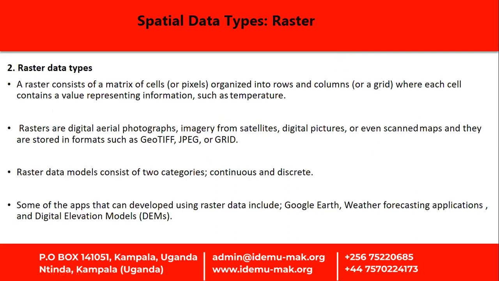And then we go to raster data types. Raster data types are mostly pixels, or a matrix of cells. They are organized in rows and columns, and each cell contains a value representing information, for example, temperature, elevation, and all that. Rasters could be digital aerial photographs, images from satellites, digital pictures, or even scanned maps. Our raster data models consist of two categories: continuous and discrete.